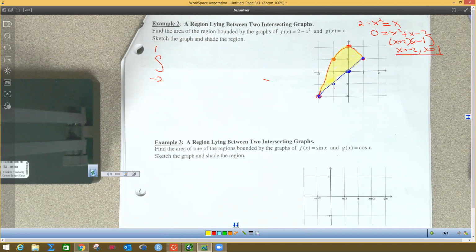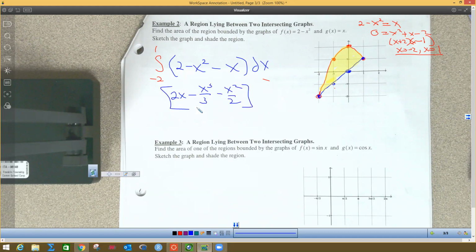So the top graph is the parabola again. It doesn't always work out this way. So it's going to be 2 minus x squared minus, and then this part is the x. So it's minus x dx. So I'm going to do what I did a minute ago. Now it doesn't matter, I'm just going to do the integral the way it is. So this would be 2x minus x to the third over 3 minus x squared over 2. And I'm going to do that from the lower bound to the upper bound, negative 2 to 1.